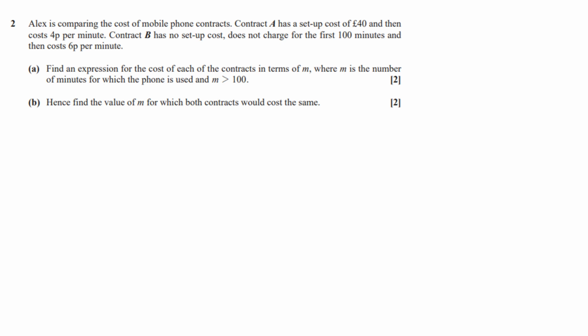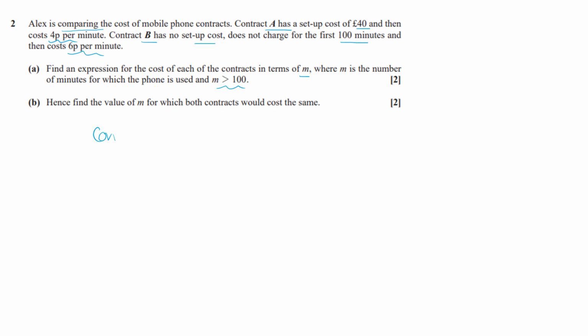We've got Alex comparing the cost of some mobile phones. Contract A has a setup of £40 and then you get charged 40p per minute. Contract B has no setup charge. You do not get charged for the first 100 minutes, but thereafter it's 6 pence per minute. And we have to find an expression for the cost of the contracts in terms of M, where M is the number of minutes for which the phone is used, and M is bigger than 100.